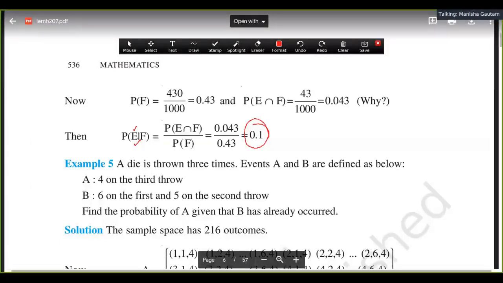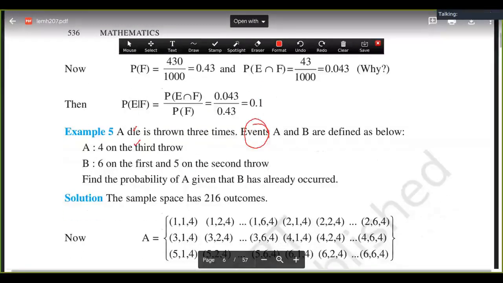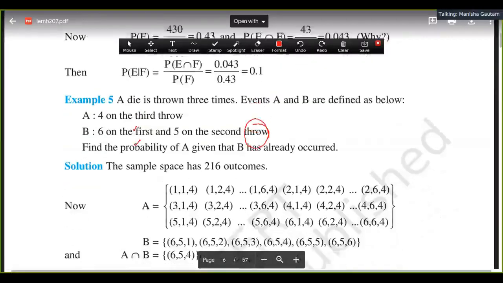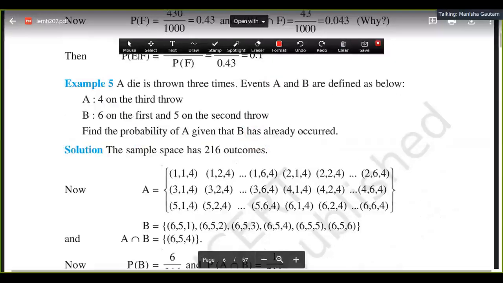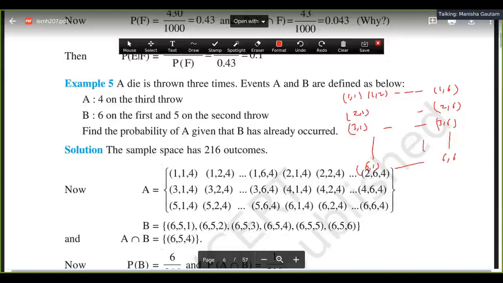Now example number 5. A die is thrown 3 times. First of all, you must know how to get the sample space when the die is thrown 3 times. As we know, when the die is thrown twice, we get 1,1, 1,2, and up to 1,6. This is 2,1, and up to 2,6. Then 3,1, 3,6, and like this up to 6,1 through 6,6.